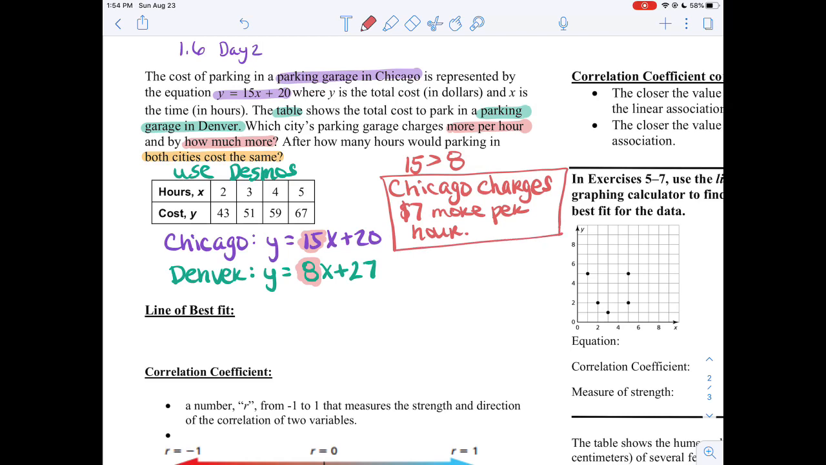Now we want to know how much time would have to pass for parking in both cities to be the same. So if we want both cities' parking to be the same, that means that the equations have to be equal. The y's have to be equal. So we can set those equal to each other. We can do that by hand and solve for x, or we can use the power of Desmos to do that work for us, and that's what we're going to try. So we're going to say that the cost being the same is the intersection of these two lines. It's where these two lines cross in Desmos.